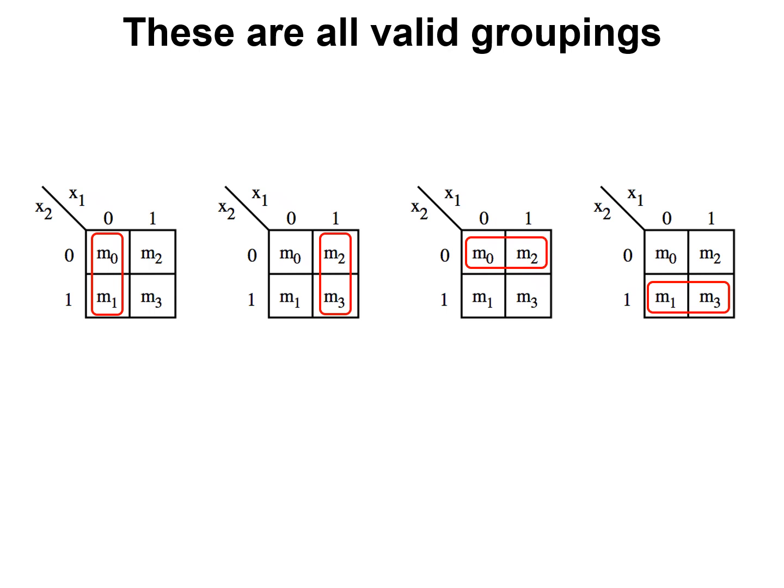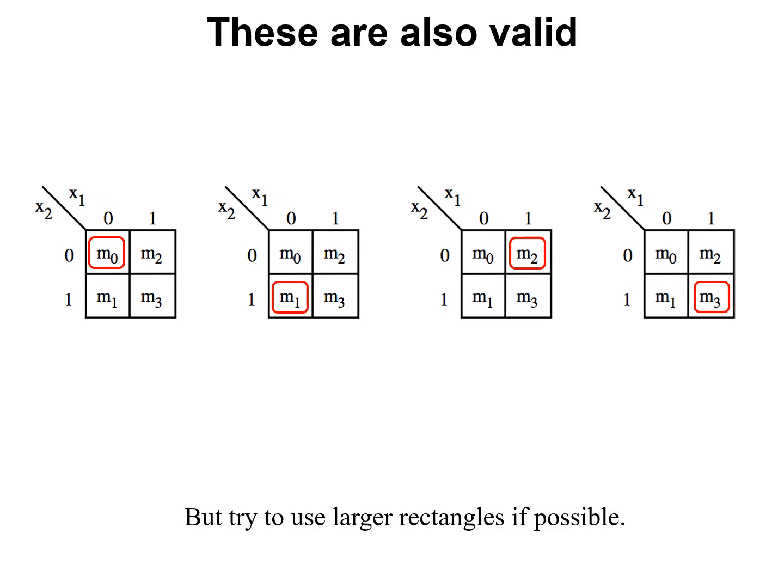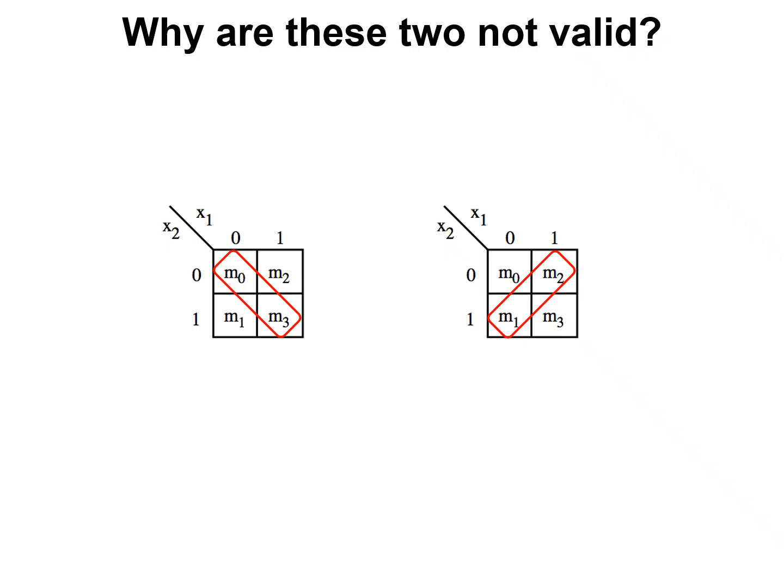These are the valid groupings. We can group as a pair at the edges: M0 and M1, and also M2 and M3, and then M0 and M2, M1 and M3. This is also possible. We can also group as a single variable. These are not valid because they are grouped as diagonals. Here the diagonals are strictly avoided in the grouping.